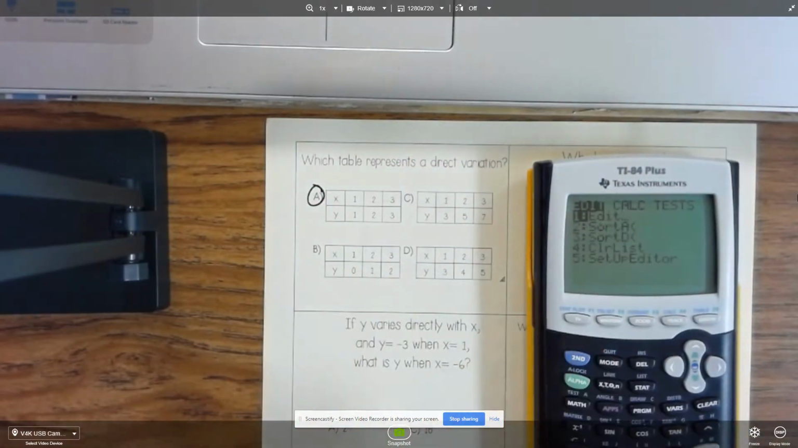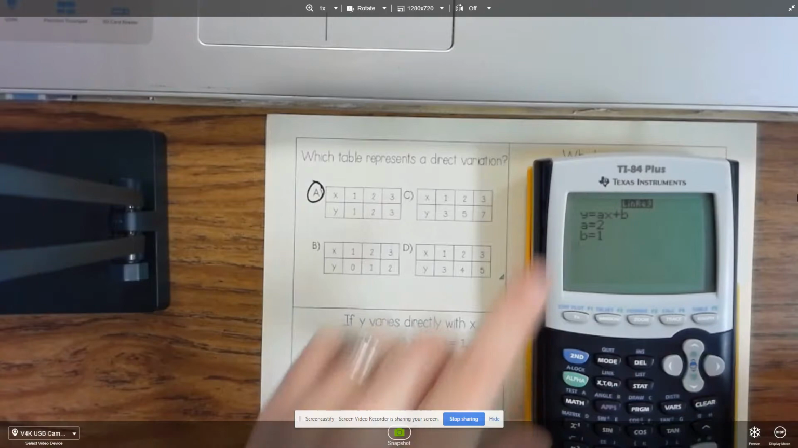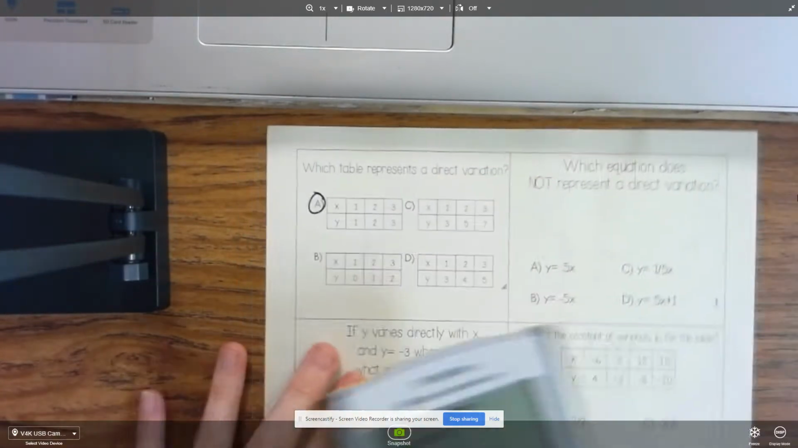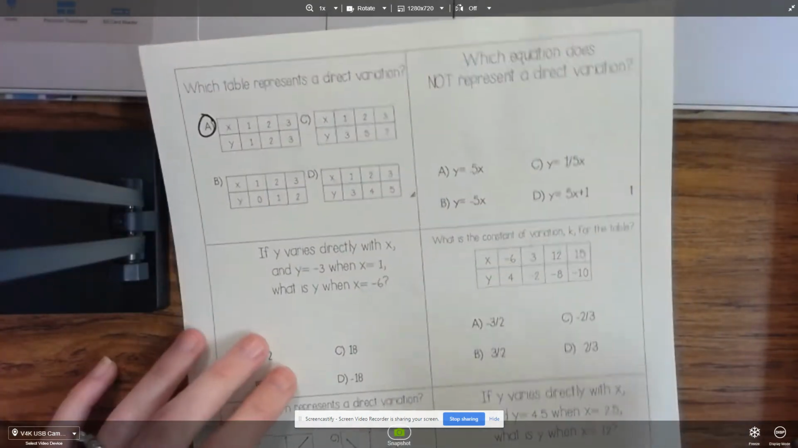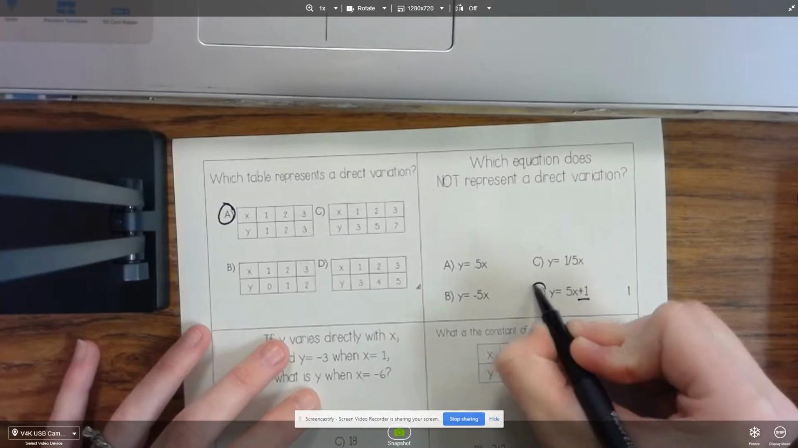If we go to this second one here, because we want to check our answers, you can see that the b value is no longer 0. All right, which equation does not represent a direct variation? So anytime something is being added or subtracted to the end, it's no longer direct variation.